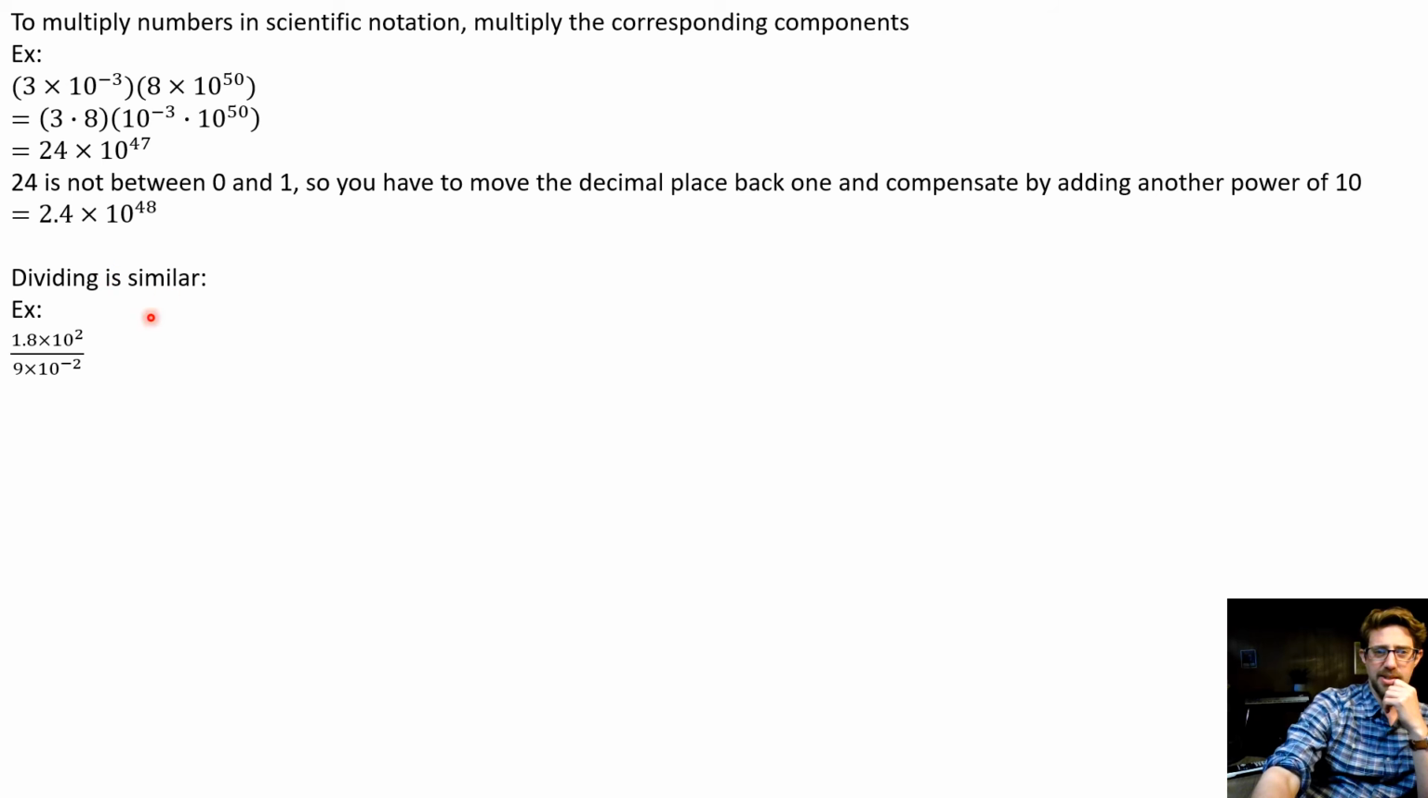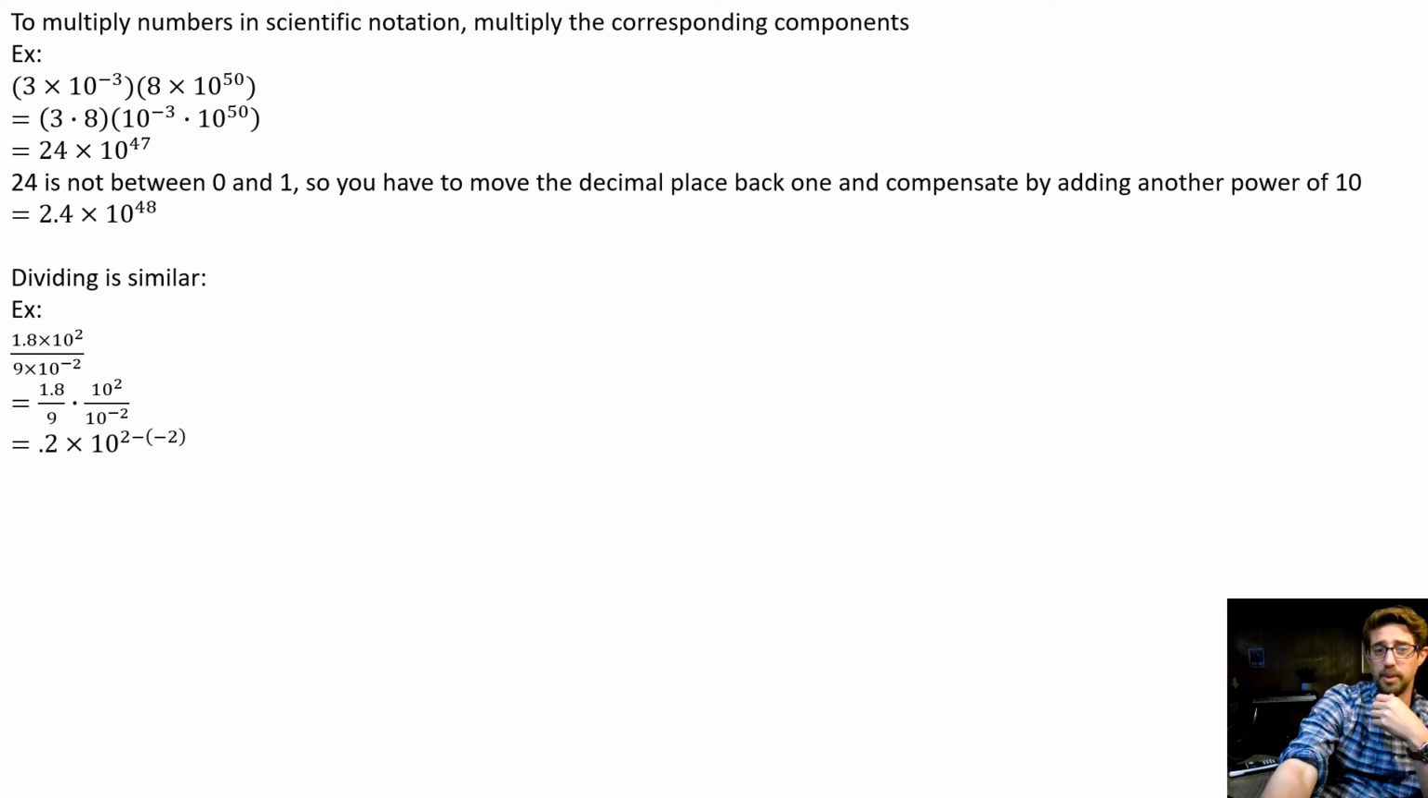So example, 1.8 times 10 to the second over 9 times 10 to the negative 2. Now in this case, since these exponents are pretty small, you probably could just write them out and divide them, but let's do it. So same deal, you do 1.8 over 9, and then you multiply it by 10 to the 2 over 10 to the negative 2. 1.8 over 9, just use a calculator, but then 10 to the 2 over 10 to the negative 2 is going to be 10 to the 4th. Because you subtract the exponents. So 2 minus negative 2 is 2 plus 2, which is 4. And 1.8 over 9 is 0.2.